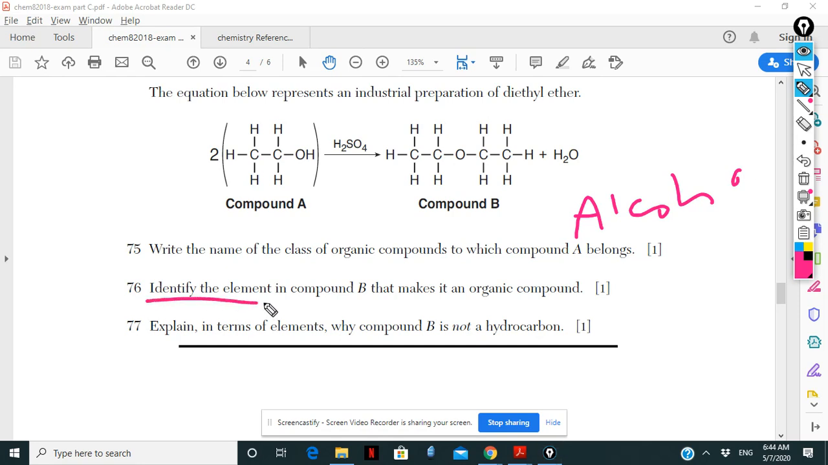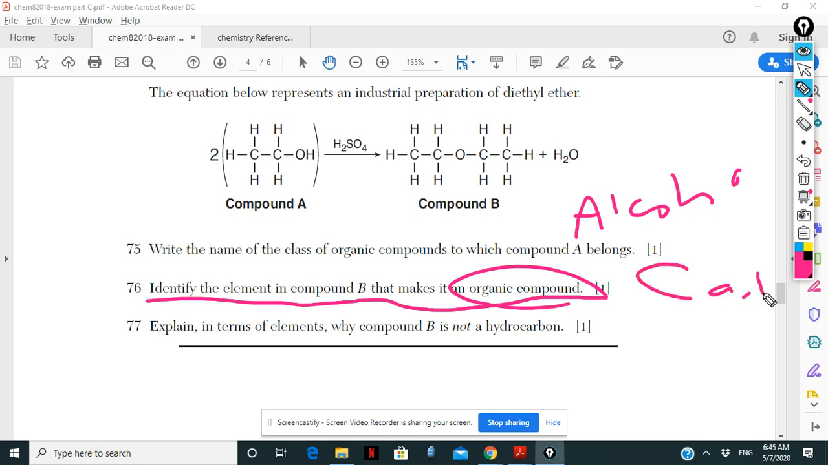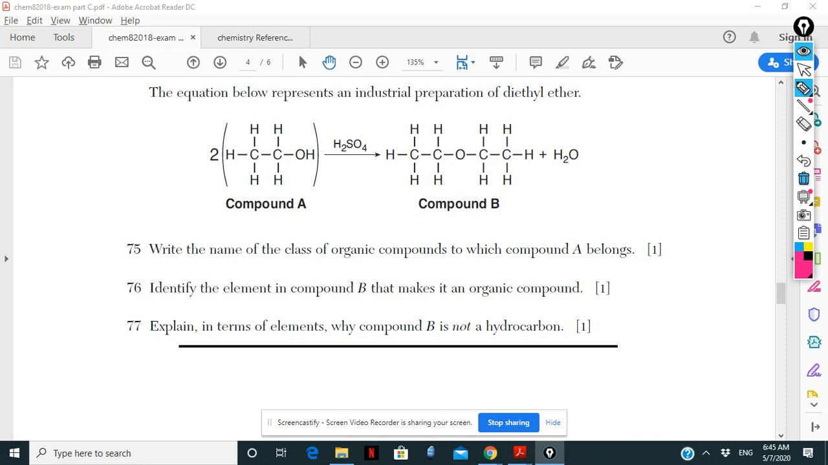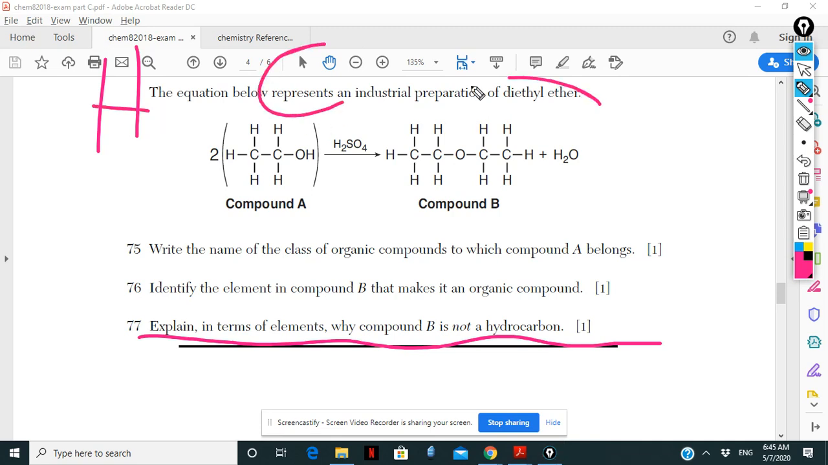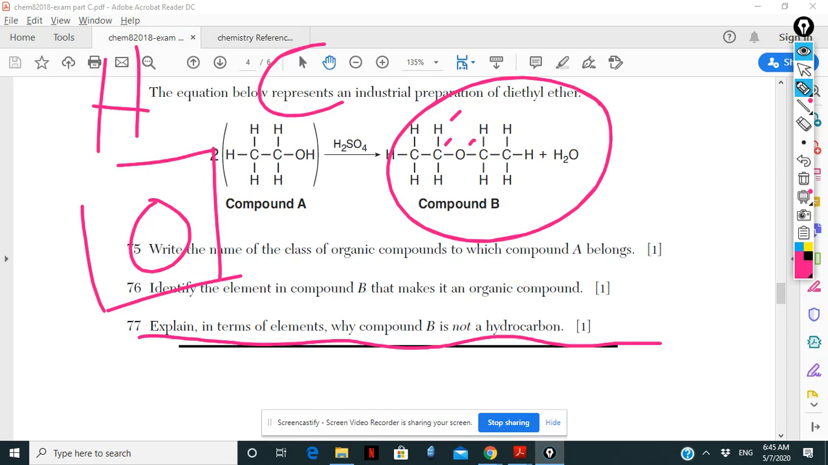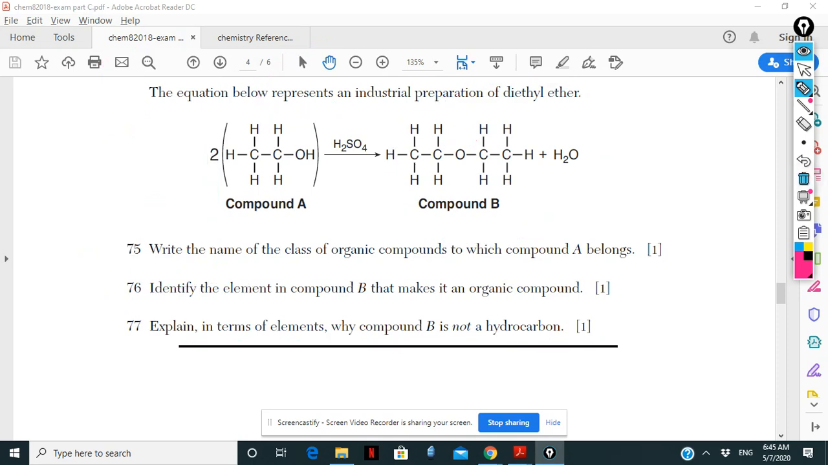Now the element in compound B, it's organic. Any organic compound should have carbon. Explain in terms of elements why compound B isn't a hydrocarbon. Hydrocarbon means having hydrogen and carbon only, while compound B has hydrogen, carbon, and oxygen. So it's not a hydrocarbon because it has oxygen in its structure.